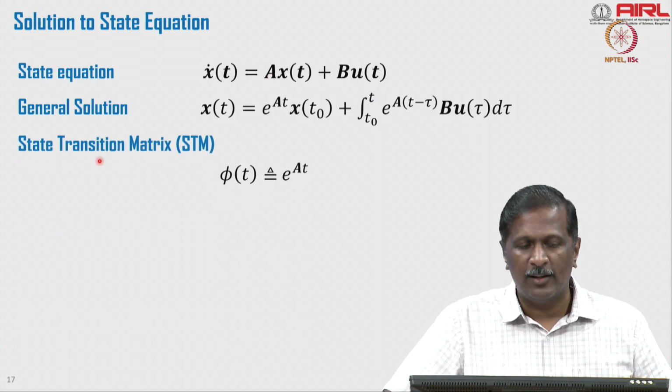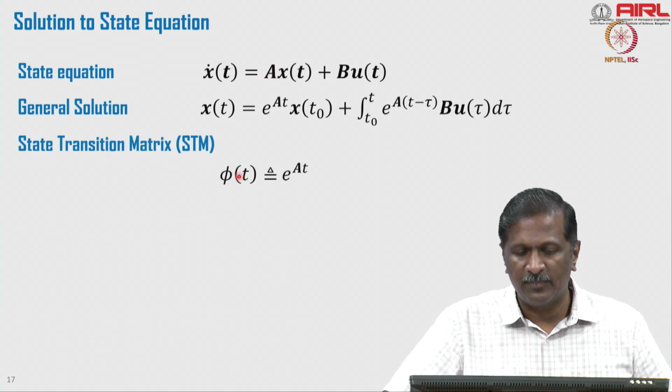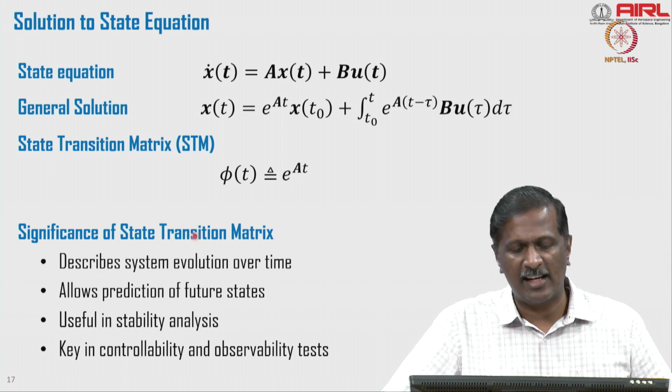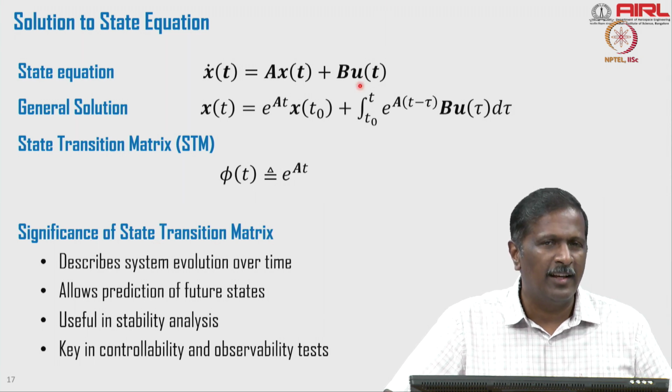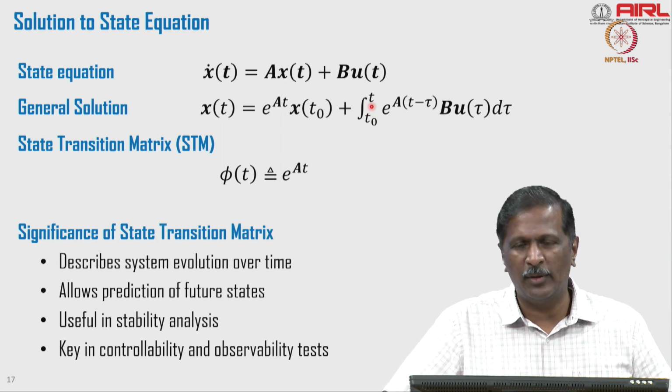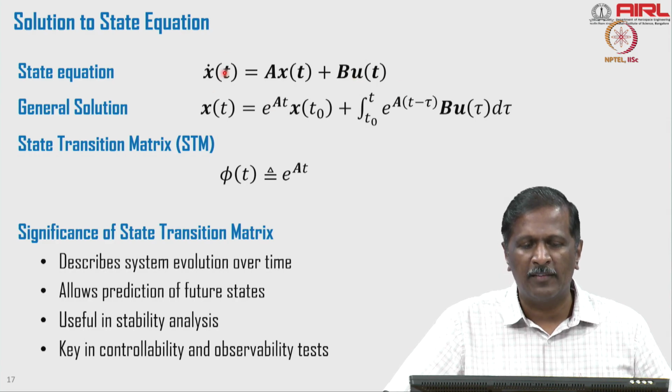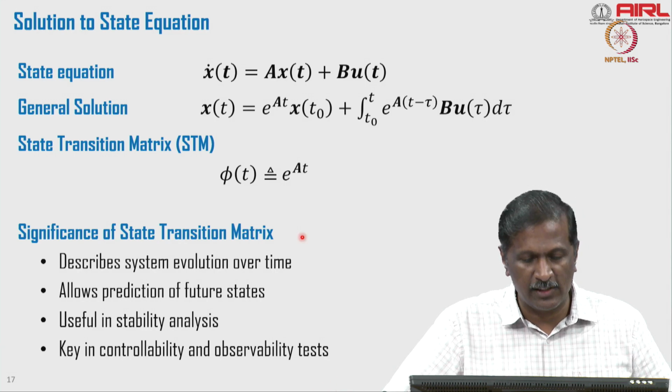Right? What is the state transition matrix? Phi of t, which is nothing but e power At. Right? What is the significance of this state transition matrix? I am not deriving the solution. You can look at a general control textbook if you want to understand how we get the general solution, because that's beyond the scope of this particular course. That will be covered in more detail in a control systems course.